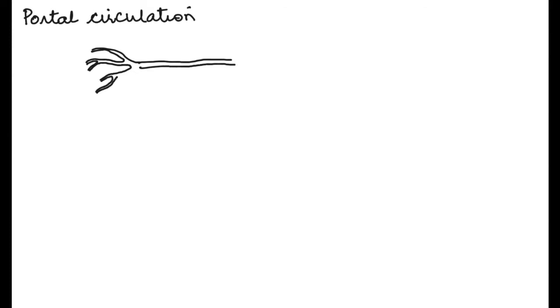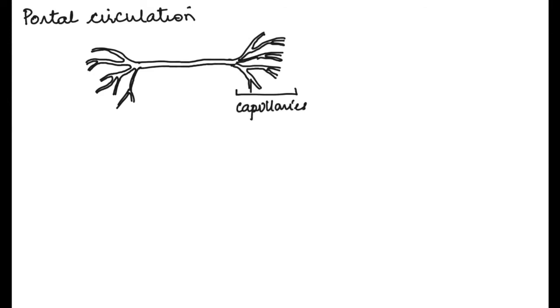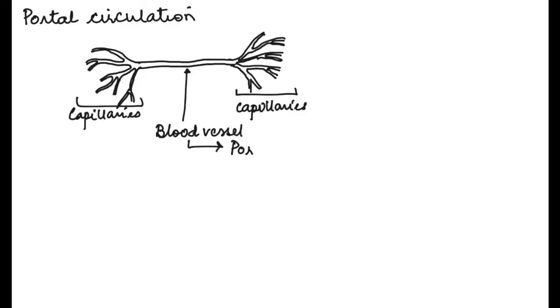Another type of circulation that is there in our body is the portal circulation. Now, as we have seen, normally a blood vessel carries blood from the heart to an organ and then it goes back to the heart. So it carries oxygenated blood to an organ and then it carries the deoxygenated blood back to the heart. However, in certain cases, there are blood vessels which begin with capillaries and end with capillaries. Such a blood vessel is what we call as a portal vein.